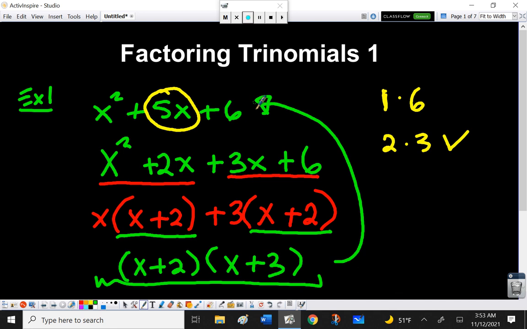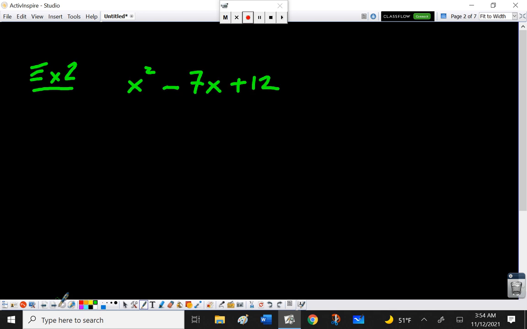Okay, once again, we're just kind of going backwards from multiplying the binomials to actually factoring them. All right, let's look at our second example. All right, our second example is x squared minus 7x plus 12. You might notice that the previous example had all positives. Now I'm throwing in a negative. How does that change stuff?